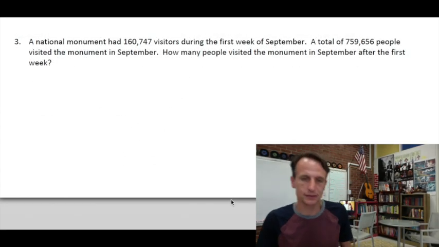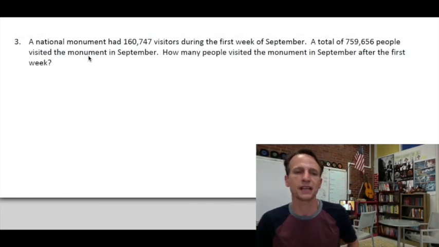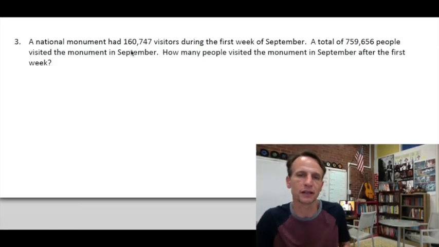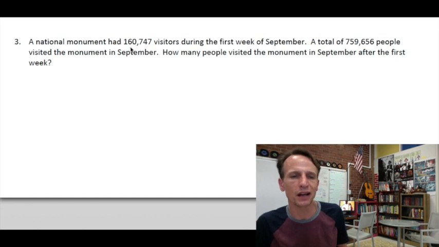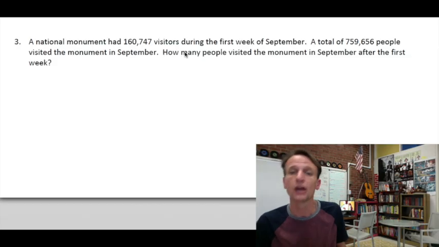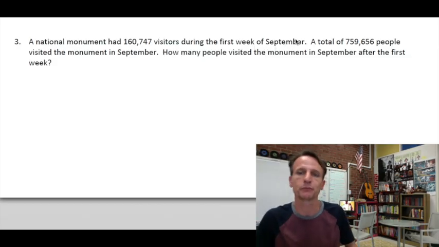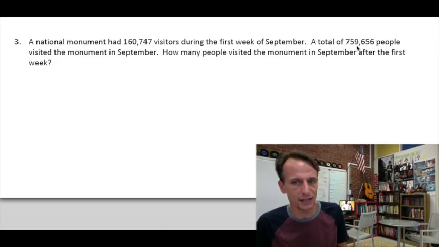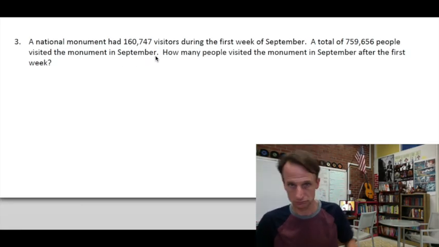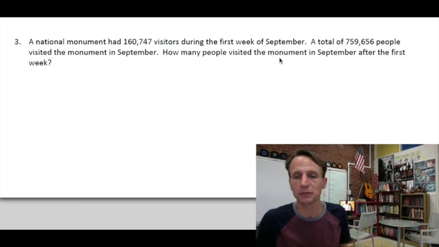Now, here in number 3, let's see what we have. It says a national monument. Now, something like Mount Rushmore kind of thing. It's a national monument. Had 160,747 visitors during the first week of September. Okay, a total of 759,656 people visited the monument in September. How many people visited the monument in September after the first week?